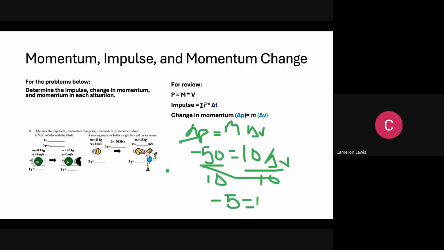So my change in velocity is negative 5 meters per second. What does that mean in regards to what my final velocity will be? Hold on. If my change in velocity is negative 5 meters per second, what does that mean in regards to my final velocity?